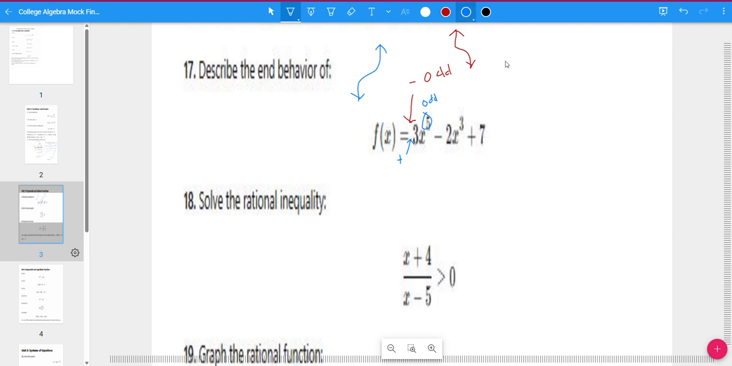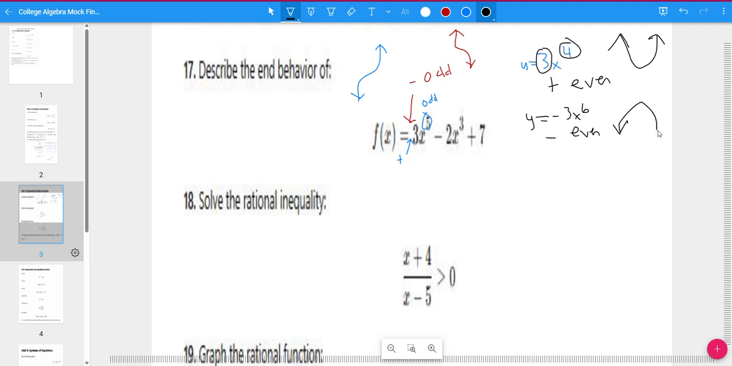Now, let's do a different function. Let's do it in blue. Let's say my function was y equals 3x to the 4th, okay? That's all it is. Because this is positive and this is even, so positive and even, it's going to look something like this. And if it was negative, say y equals negative 3x to the 6th maybe, since this is negative in front and even, it's going to look something like this.